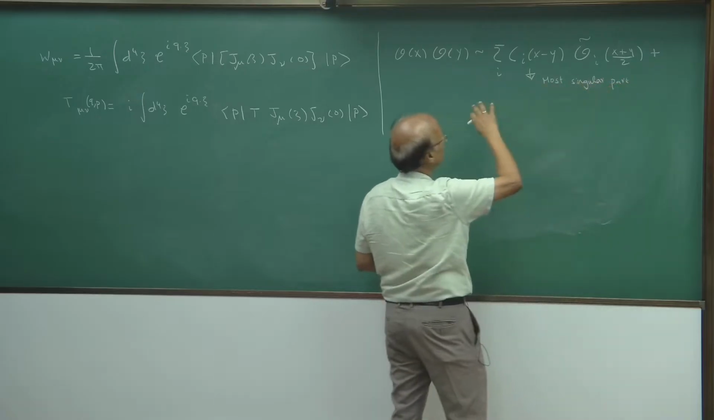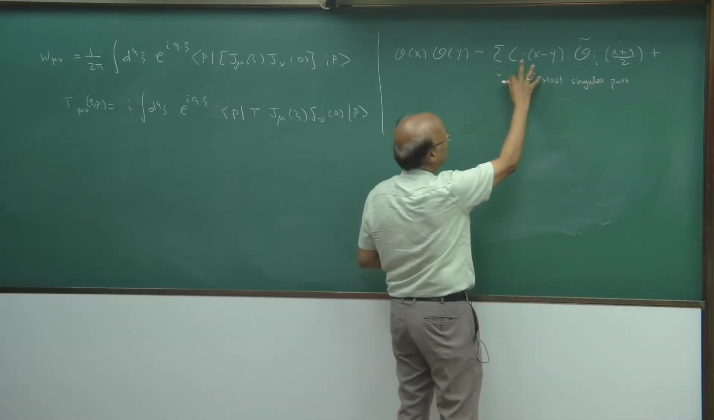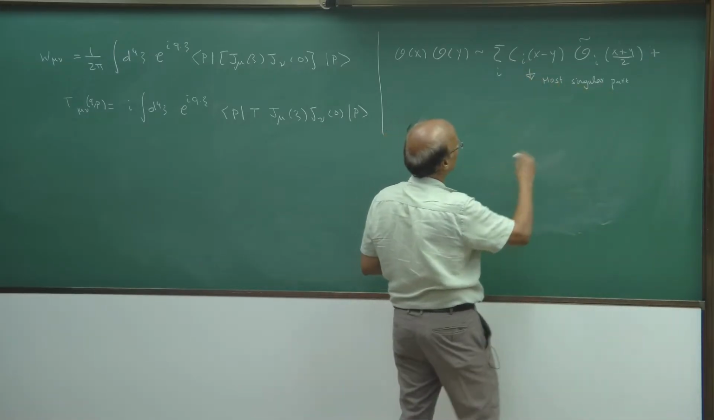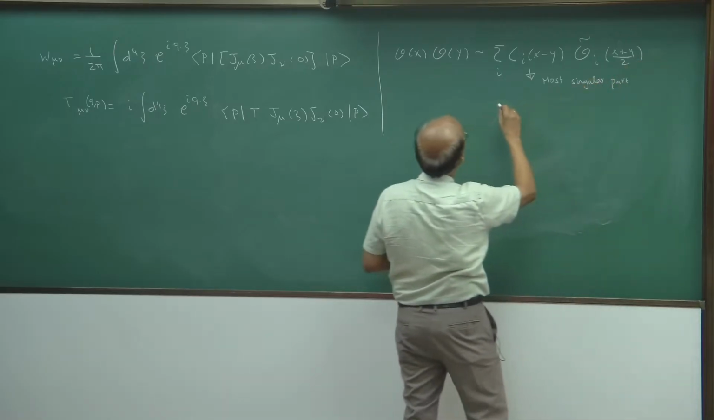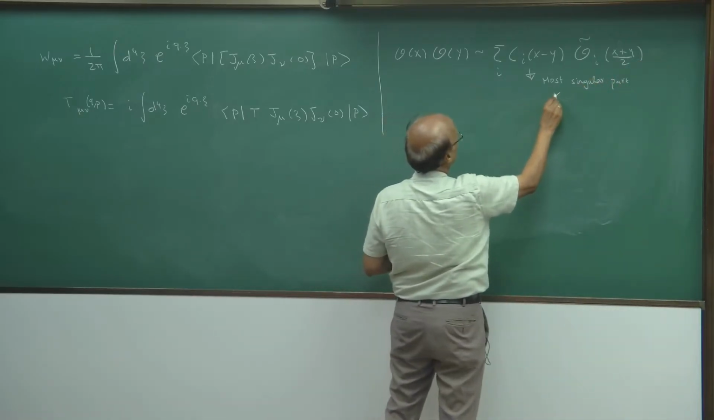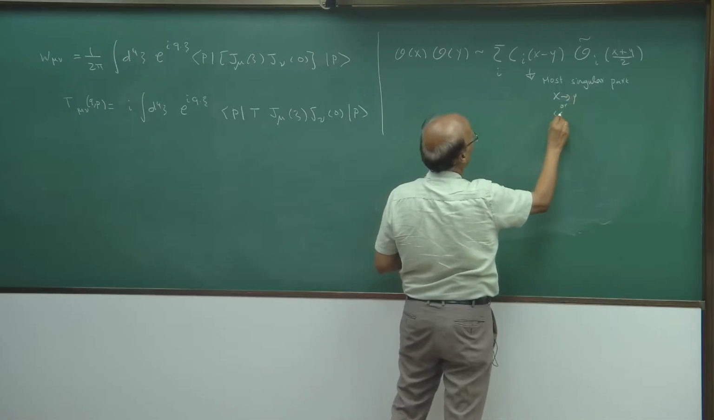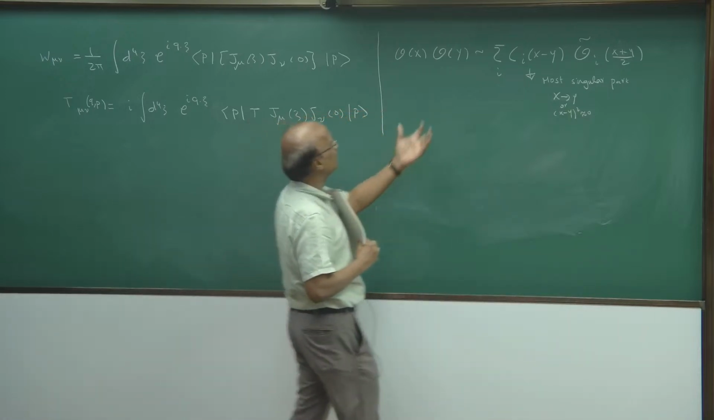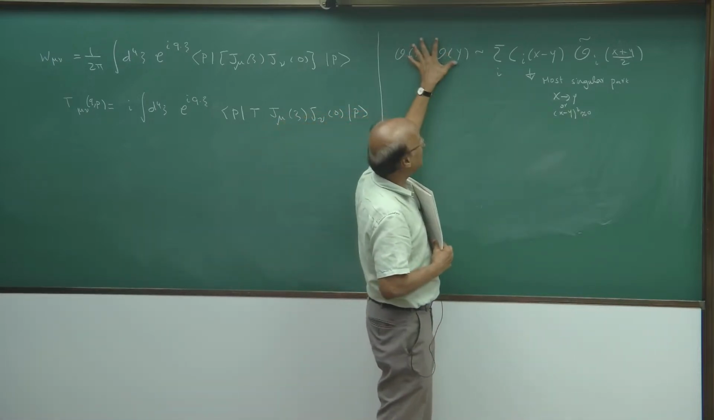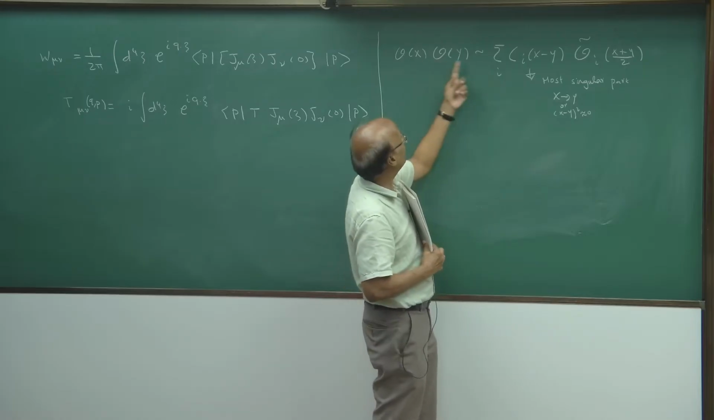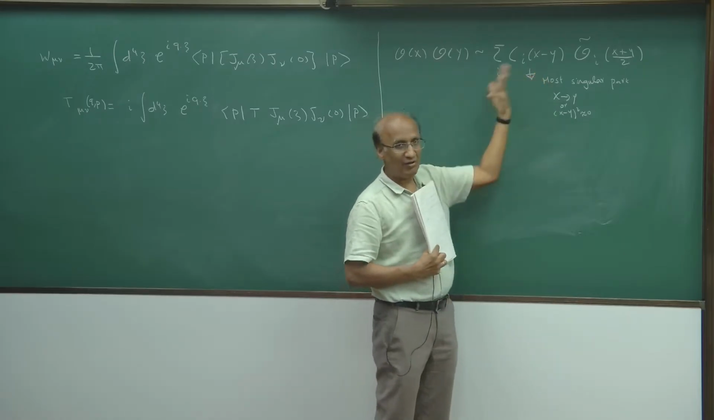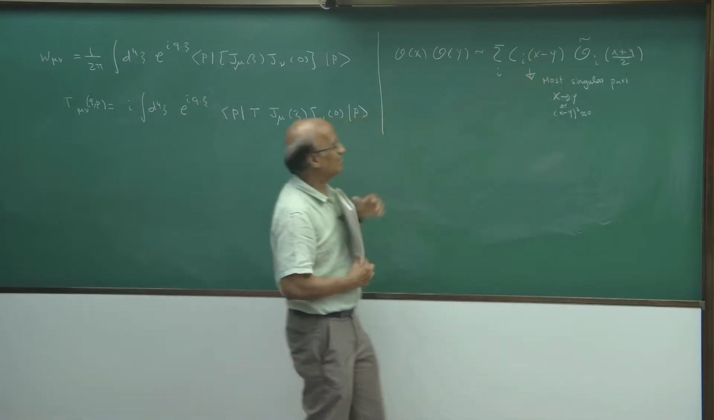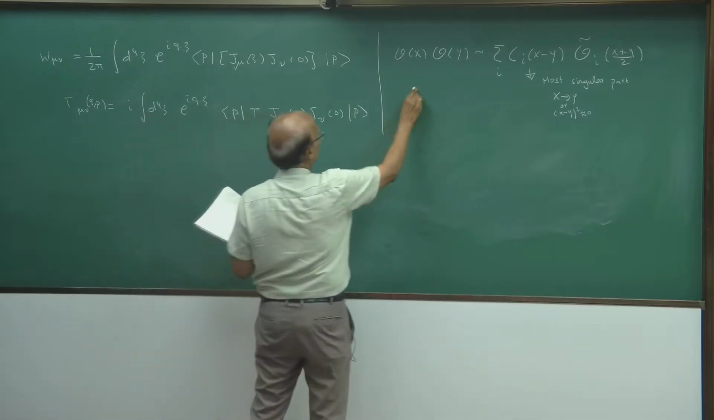So the series is arranged in such a way that the most singular part appears first, and then less singular ones appear later. Actually, this is how the series looks like, in the limit x goes to y, or x minus y goes closer to 0, and so on and so forth. Otherwise this is a well-defined product, no issues. Only when they approach each other do you have all these complications, and these complications can be pulled out and written in this particular format. That goes by the name operator product expansion, OPE. This is what I said.